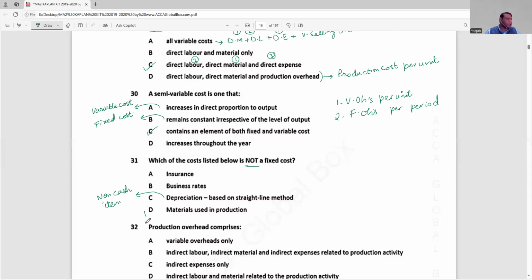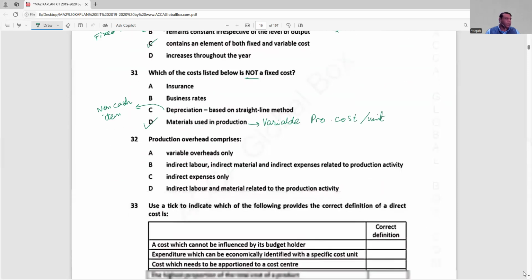Material used in production, this is the right answer. Material is basically part of what? It is part of prime cost, or it is part of variable production cost per unit, or it is part of direct cost per unit.